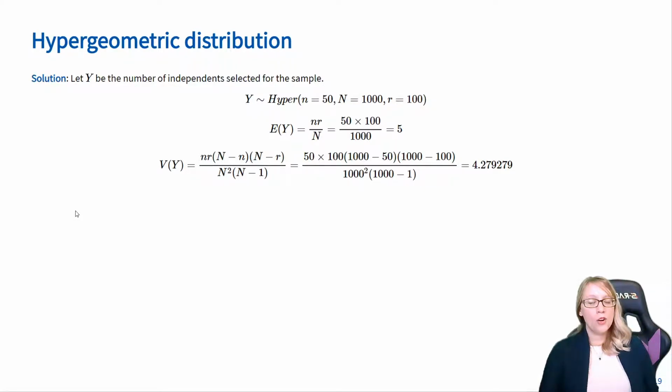We have one more discrete distribution to introduce. That is the Poisson distribution. And we'll do that in the next video.